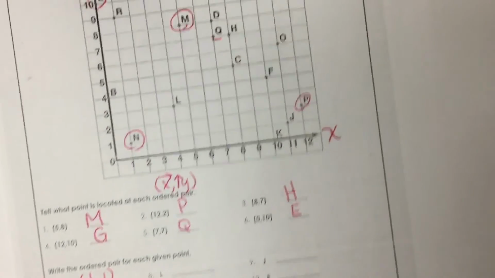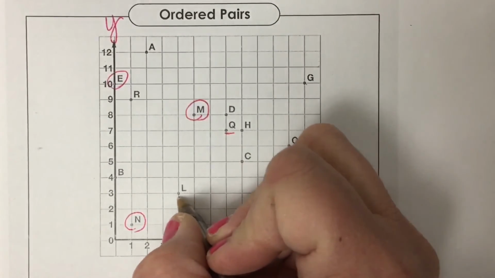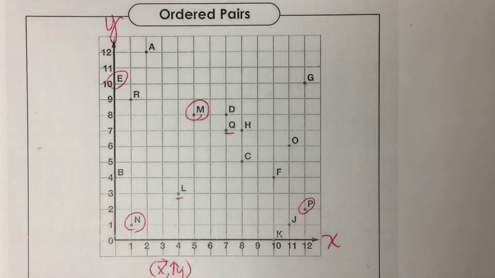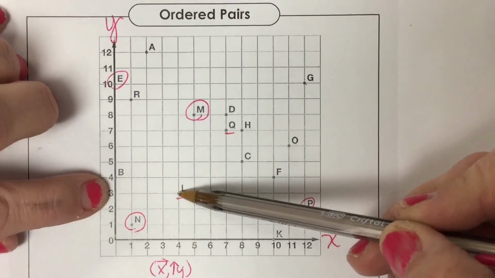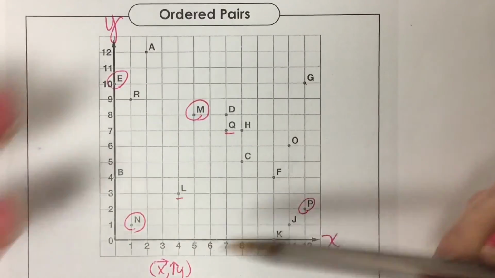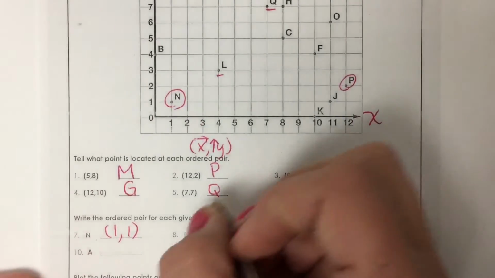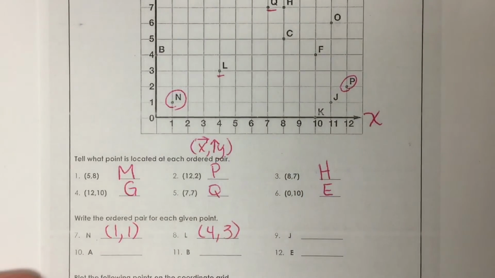L. So find L on the chart, or on the graph. There's L right there. So remember, we start at 0. We go over on the x to the number 4. And then we go up, and that's the number 3. So over 4, up 1, 2, 3. So the ordered pair for L is 4, 3.